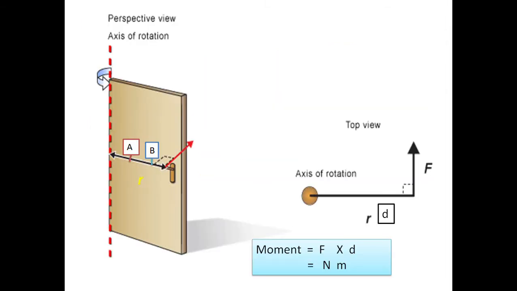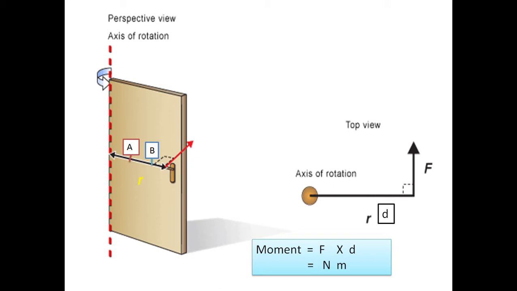Now you can see a picture of a door. Here the door rotates around an axis passing through the hinges. This axis is known as the axis of rotation. So you can apply forces from these points marked here, from A, from B and from the place where this arrow is shown. At these points you can apply forces on the door.